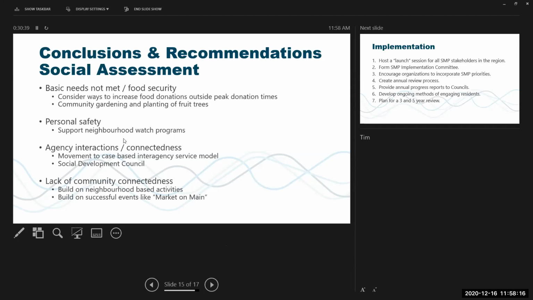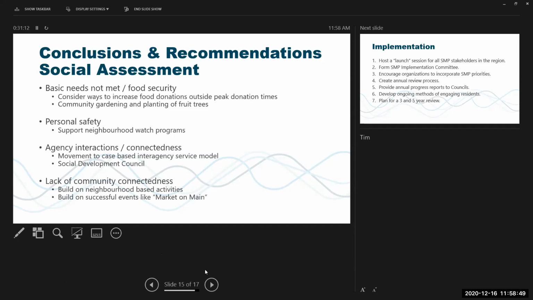Agency interactions and connectedness. Within Clearwater you have a number of really good agency interconnections, whether it's interagency types of models or agencies working with agencies around a wraparound kind of service. Certainly those are there. We're suggesting that maybe the interagency model be intensified a little bit.